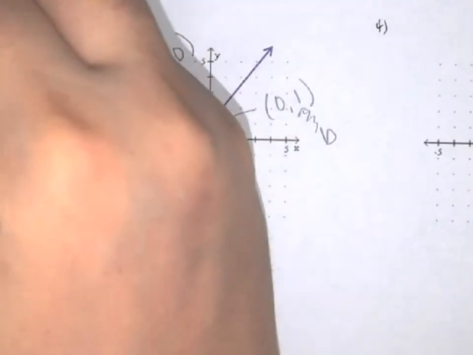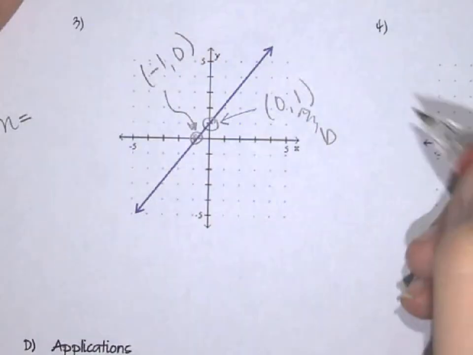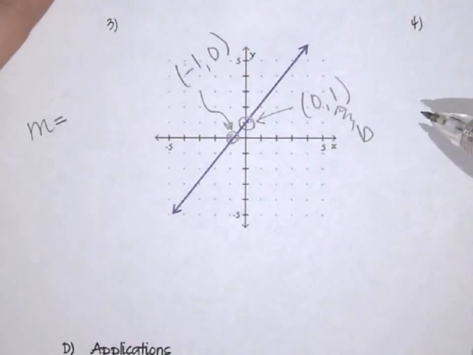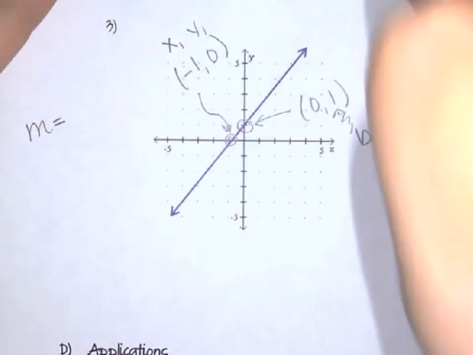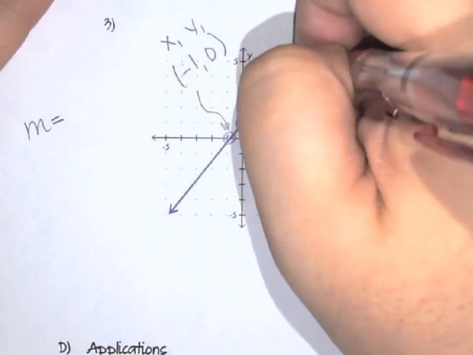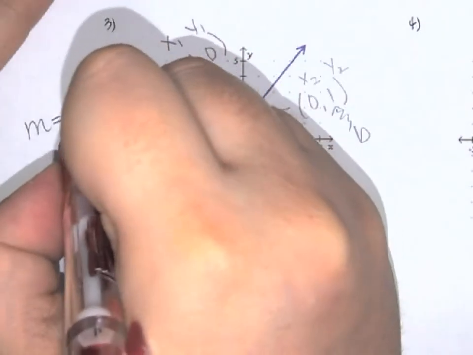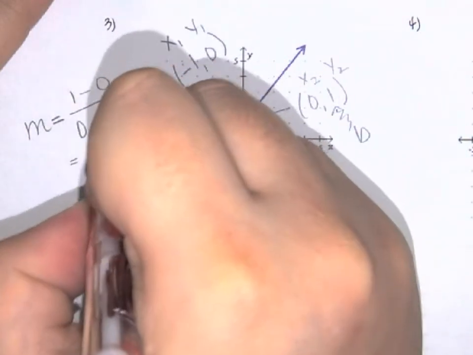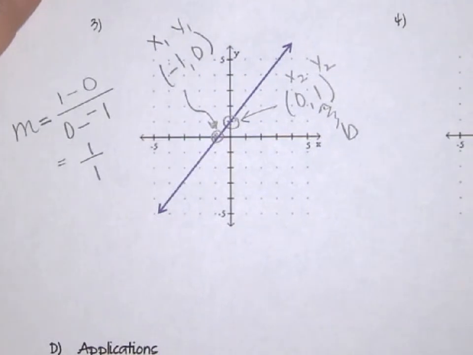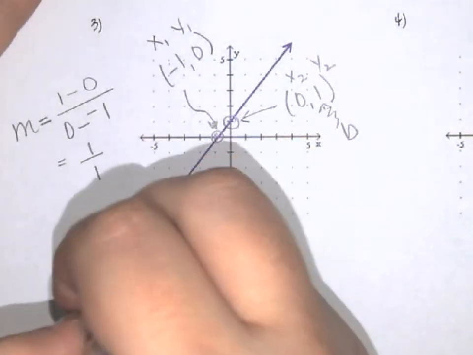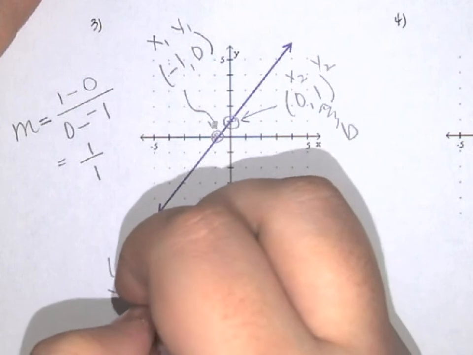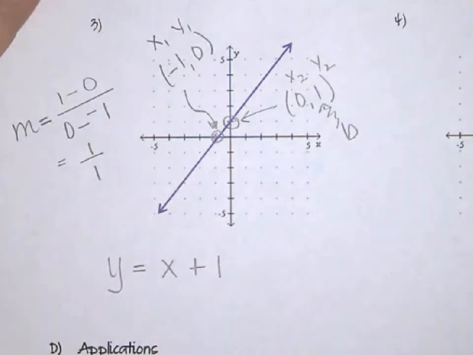Now, we can prove that by plugging into our slope formula here. So we could have x1, y1, x2, y2. So we're going to have 1 minus 0 all over 0 minus a negative 1, which is the same as 1 over 1. Therefore, the equation of my line here is going to be y equals x plus 1.